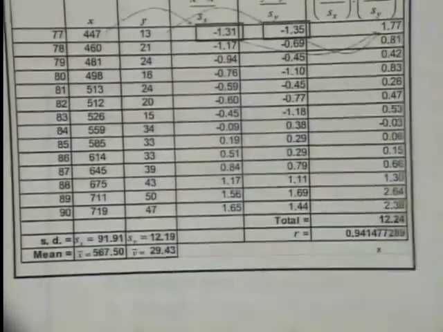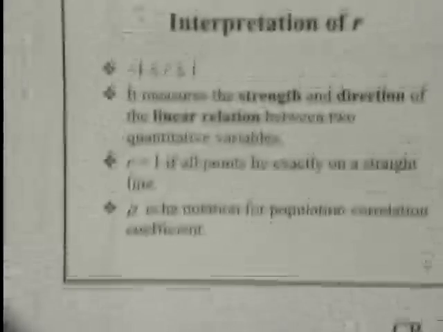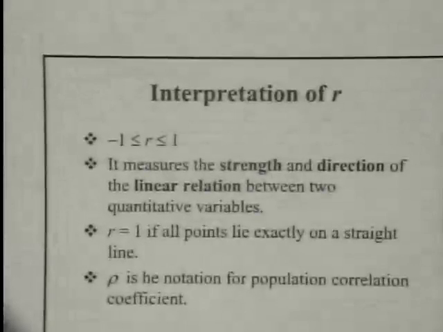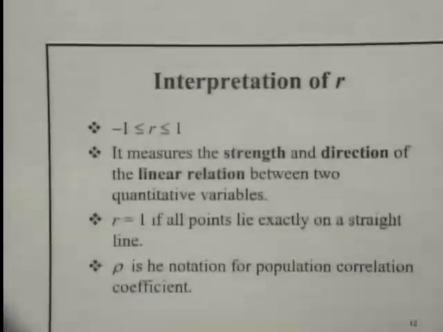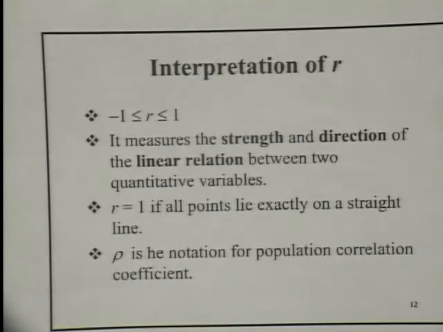This measurement has this property: it's always a number between -1 and +1. It shows the strength and the direction of the straight line linear relation between the two variables. Can this number be 1? Well, probably, but it only happens when all the data points lie on a straight line. Then this r can be 1 or -1.